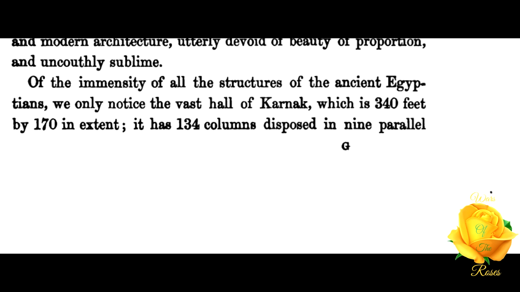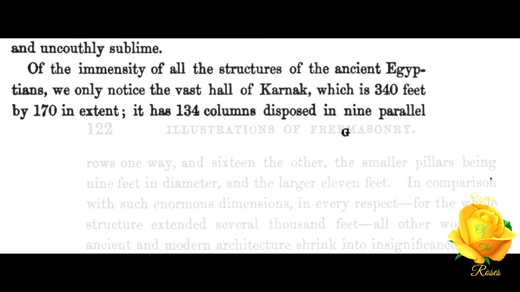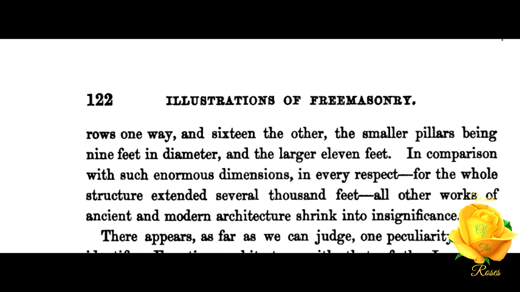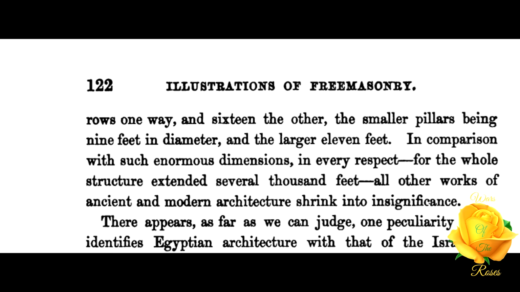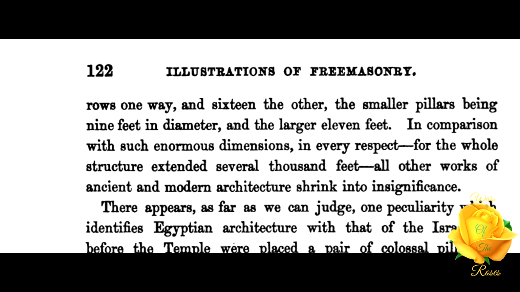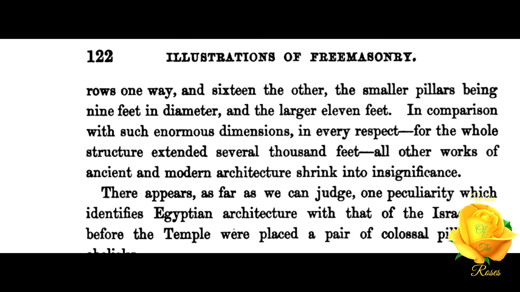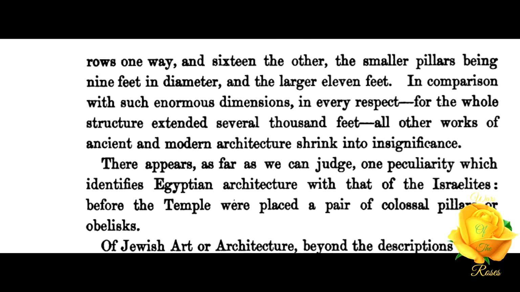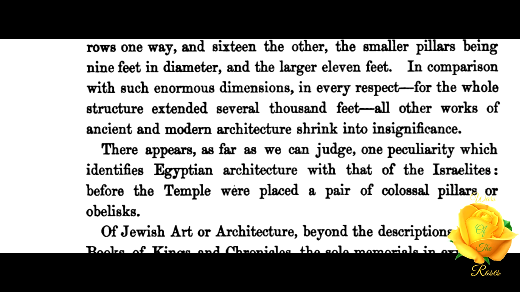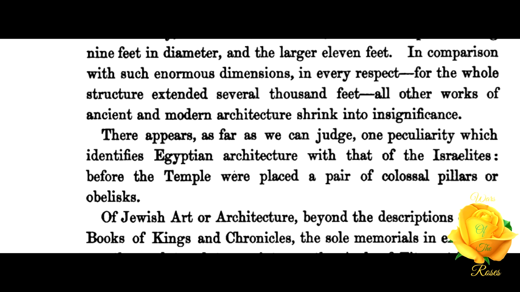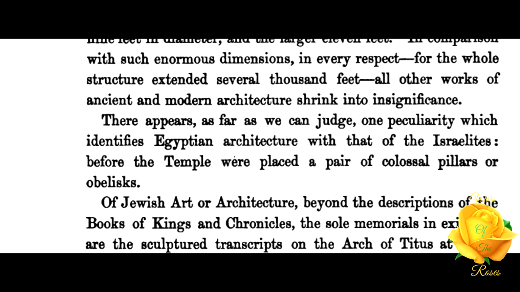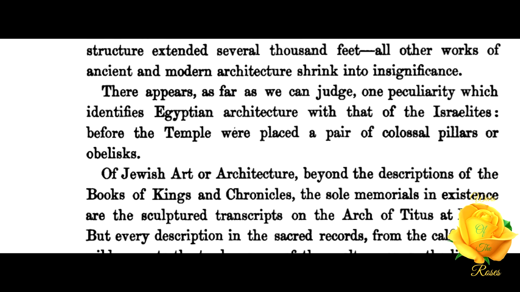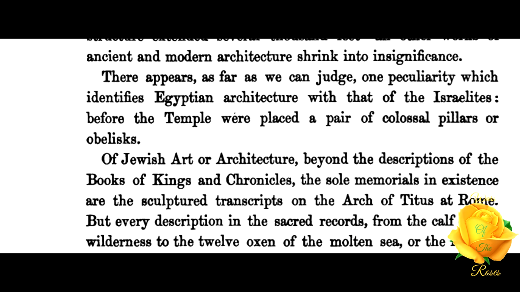It has 134 columns disposed in 9 parallel rows one way and 16 the other, the smaller pillars being 9 feet in diameter and the larger 11 feet. In comparison with such enormous dimensions in every respect, for the whole structure extended several thousand feet, all other works of ancient and modern architecture shrink into insignificance. There appears, as far as we can judge, one peculiarity which identifies Egyptian architecture with that of the Israelites. Before the temple were placed a pair of colossal pillars or obelisks.